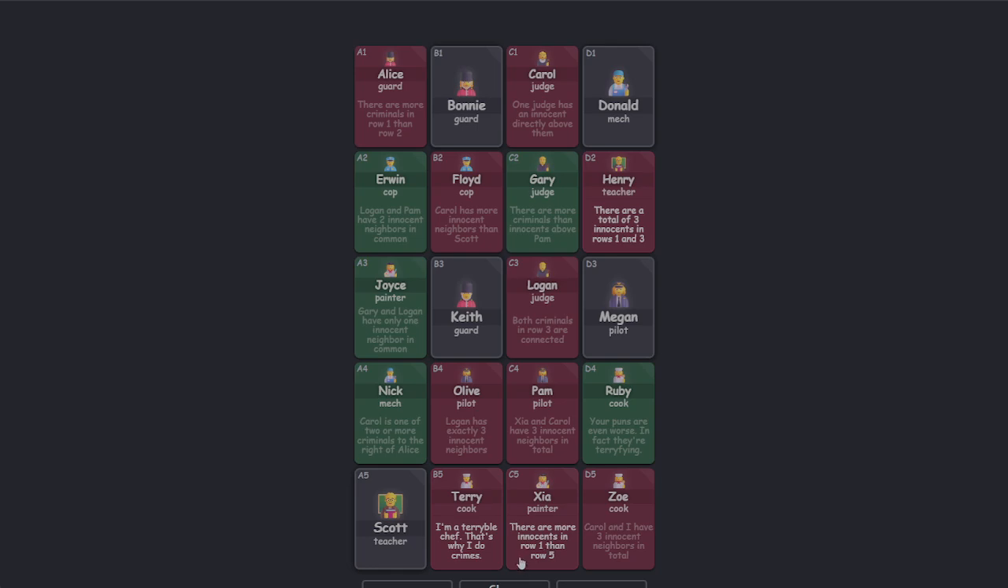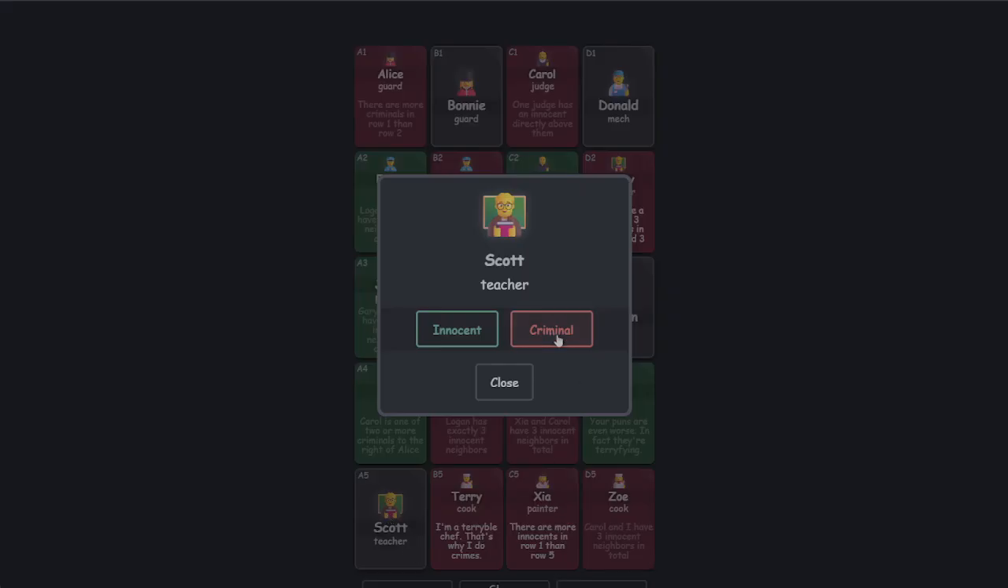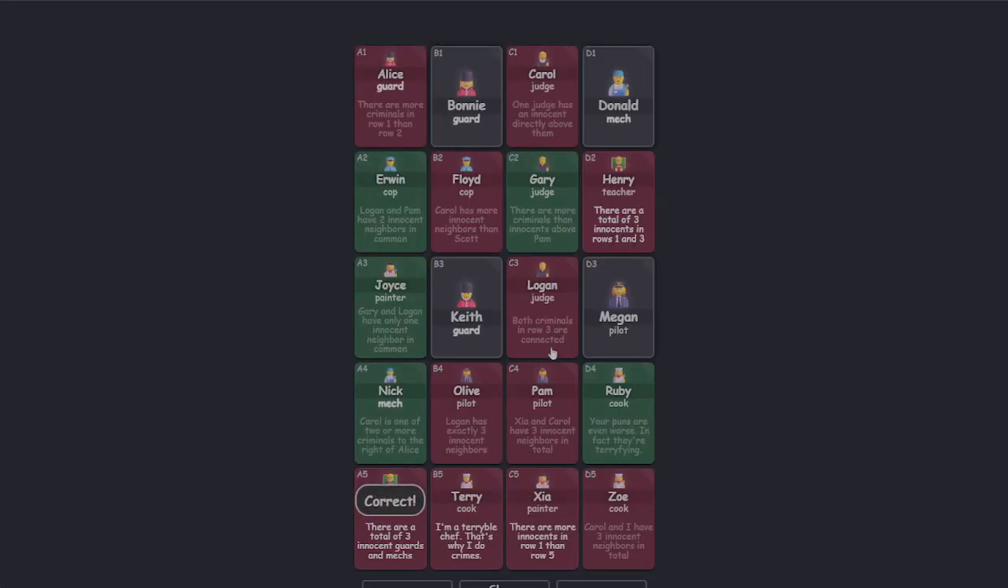Zia says there are more innocents in row 1 than row 5. And it's going to be exactly 1 in row 1, so row 5 has to have 0, so Scott's a criminal as well. There's just all criminals down here. We all suck.